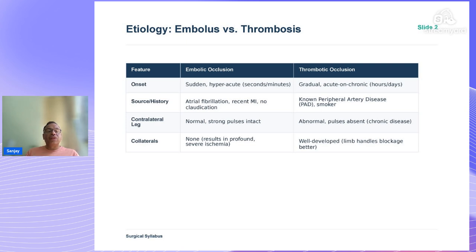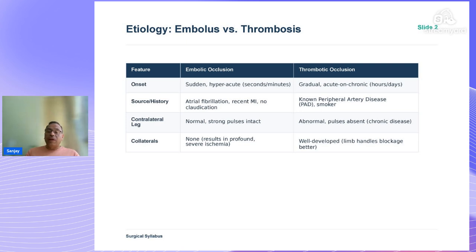If you take a history of embolism, then atrial fibrillation, recent myocardial infarction. Thrombotic occlusion is more of a chronic occlusion, so the patient can have a history of claudication distance, peripheral arterial occlusive disease. The patient may also be a smoker, especially in young patients. The contralateral leg may be normal, but there may be disease even in the contralateral leg, because the underlying problem of atherosclerosis may be a systemic condition.